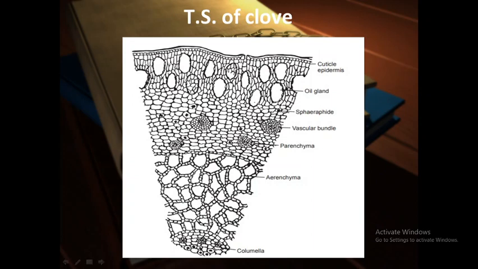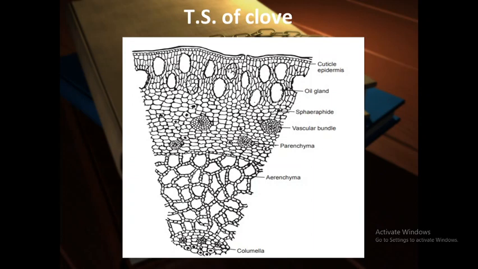The parenchyma with air spaces, that's why it is known as aerenchyma. The parenchymatous cells with air spaces, so it is known as aerenchyma. And the bottom layer, that is the third important layer, is columella. So this columella is parenchymatous cells containing calcium oxalate clusters. So clusters of calcium oxalate crystals are there in columella. Also it contains vascular bundles towards the periphery of columella.